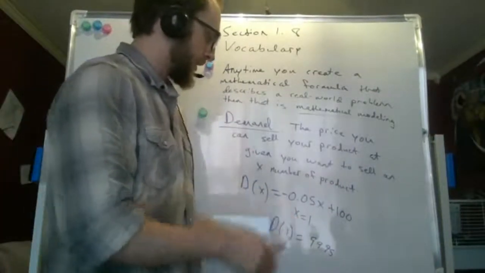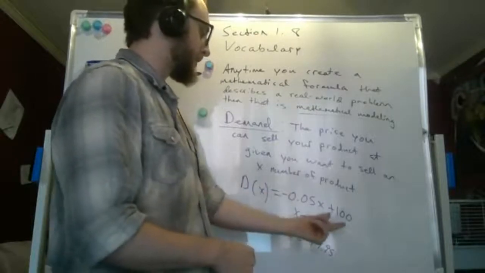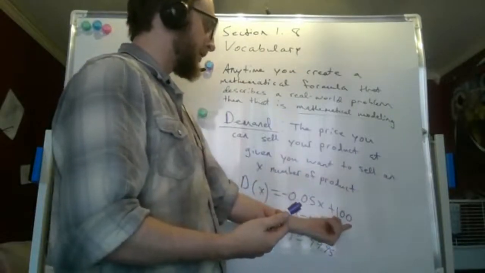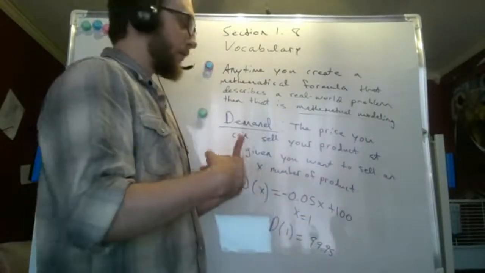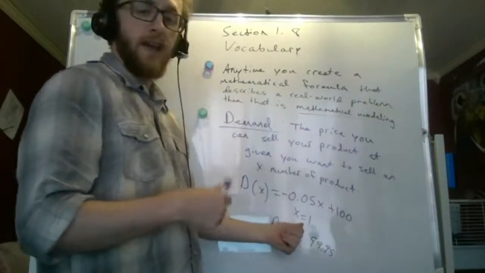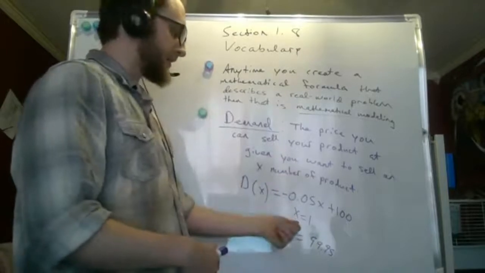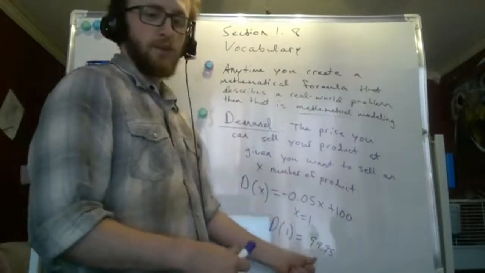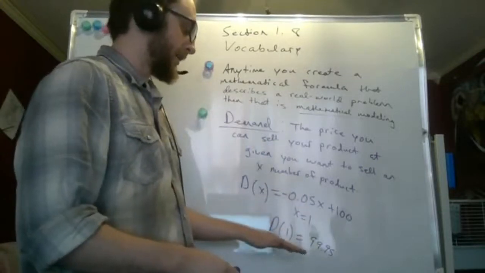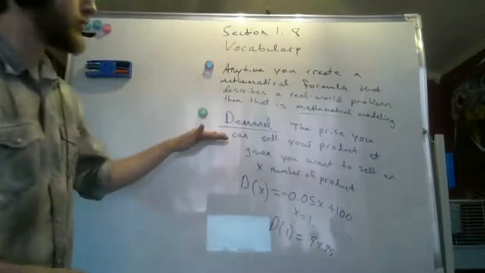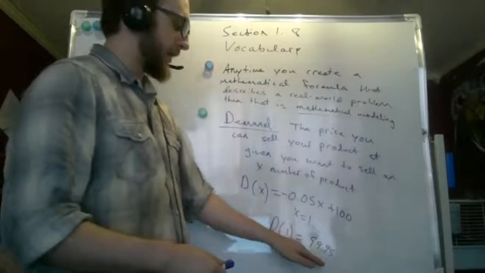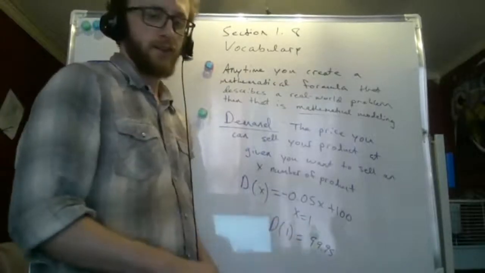If I try to sell 10 TVs, now in this particular case, it looks like increasing my X is going to very quickly decrease my price. But we'll do some analysis later to determine, what is the ideal X that'll allow you to maximize your price or maximize your profit? But we'll talk about that later. For now, I just wanted to introduce you to what demand is, what a demand function might look like, and how that would play out when you start plugging in different values of X.